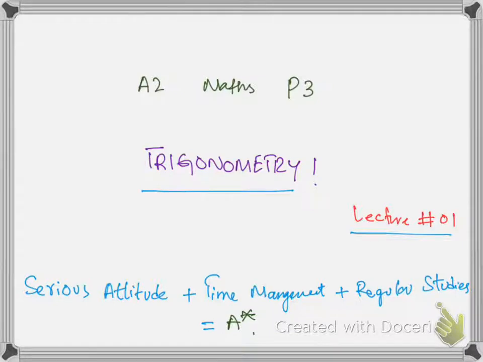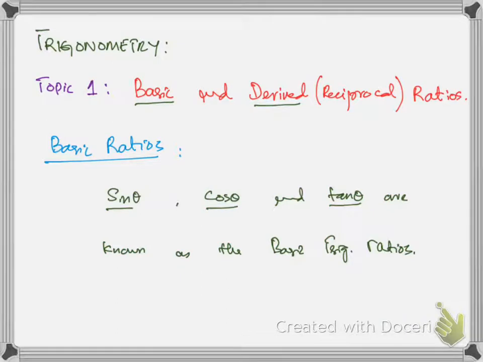Equation of getting an A star is serious attitude, time management plus regular studies is equal to A star. Trigonometry topic number 1, basic and drive ratios.